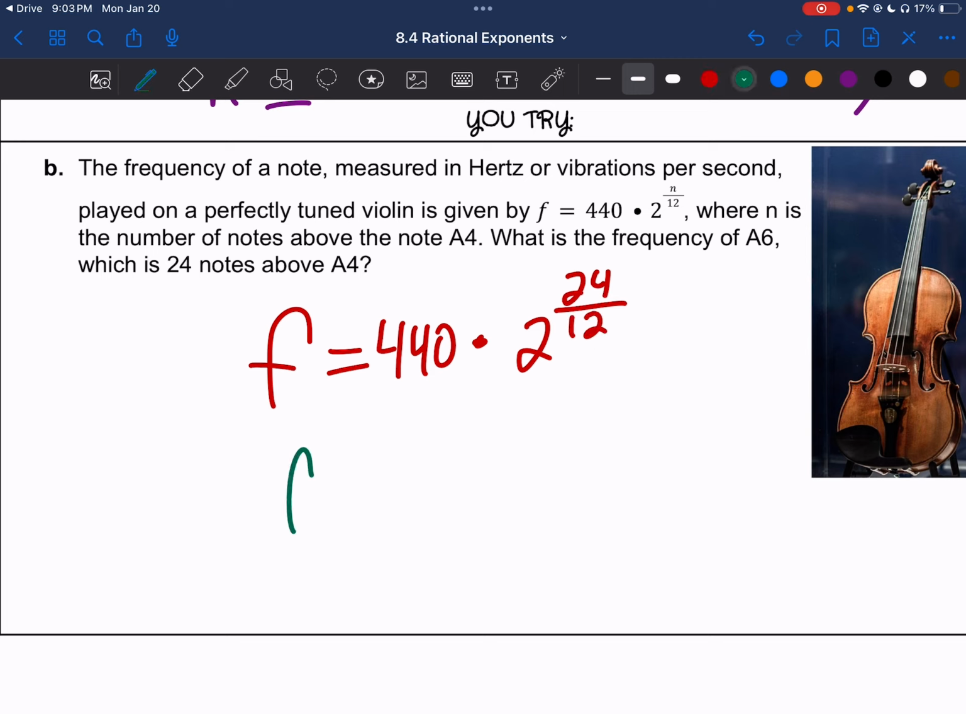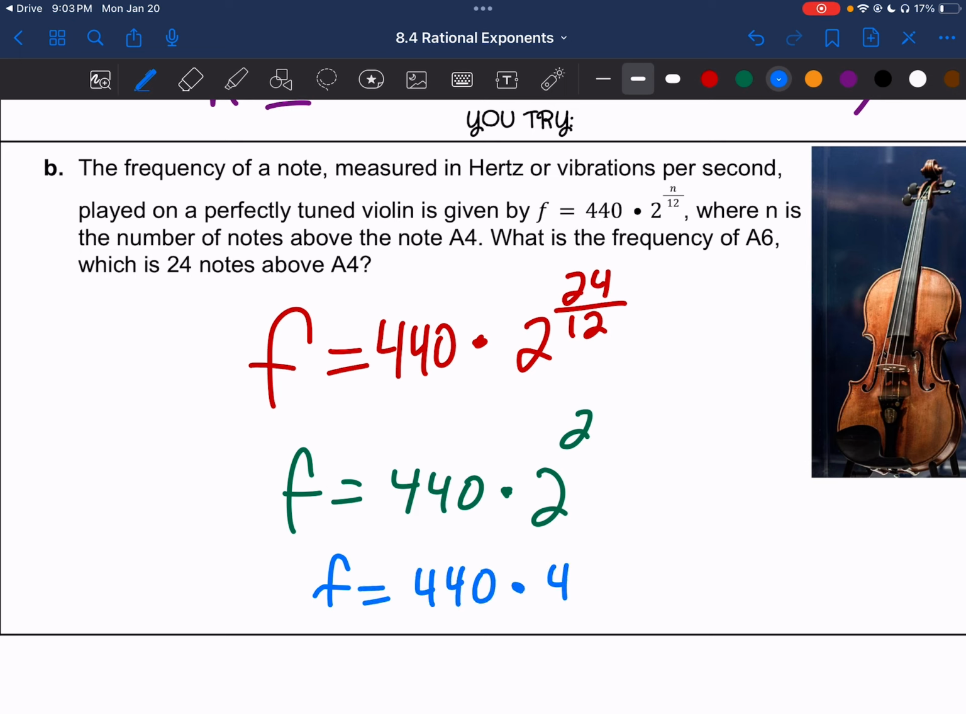And we can simplify that. F is equal to 440 times 2 to the 24 over 12, which reduces to the second power. So you have F equals 440 times 4. And when you do that, 440 times 4 is 1760, and we are measuring that in hertz. Hz is the abbreviation for hertz, as you know from science class.